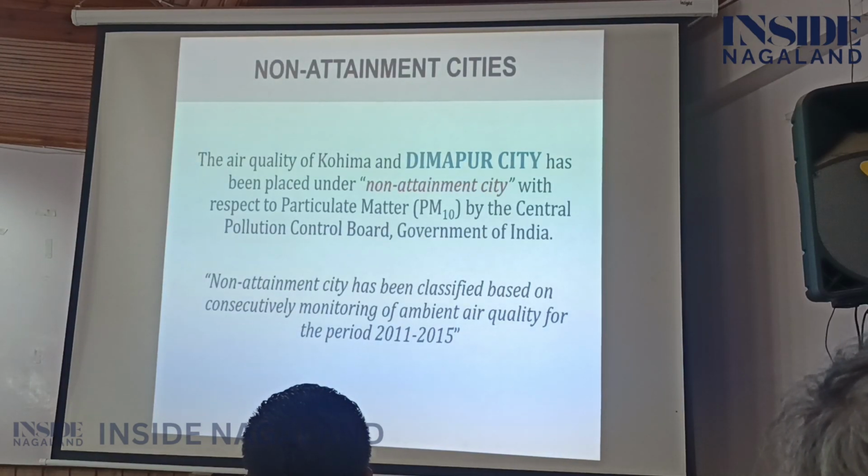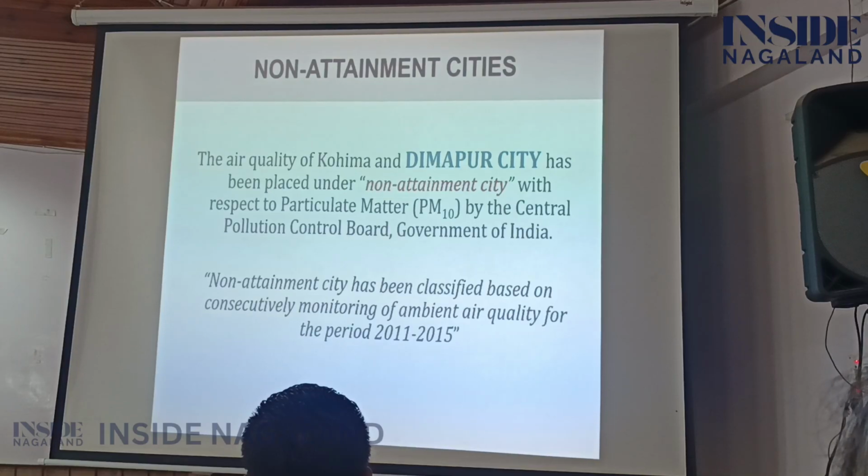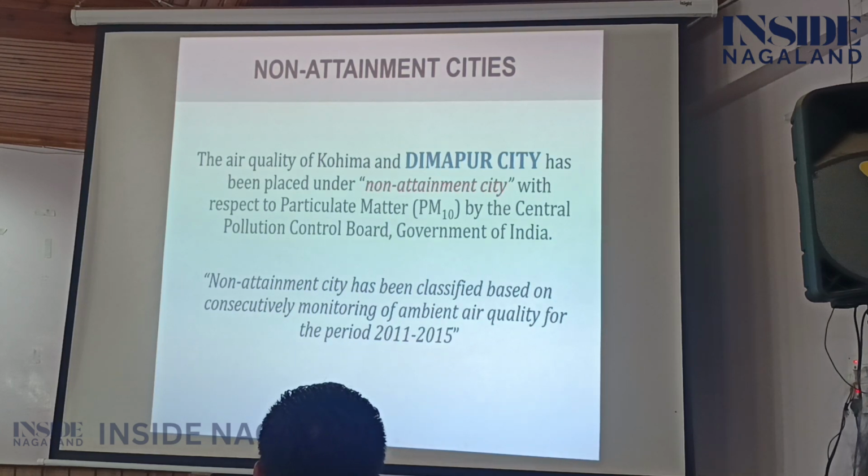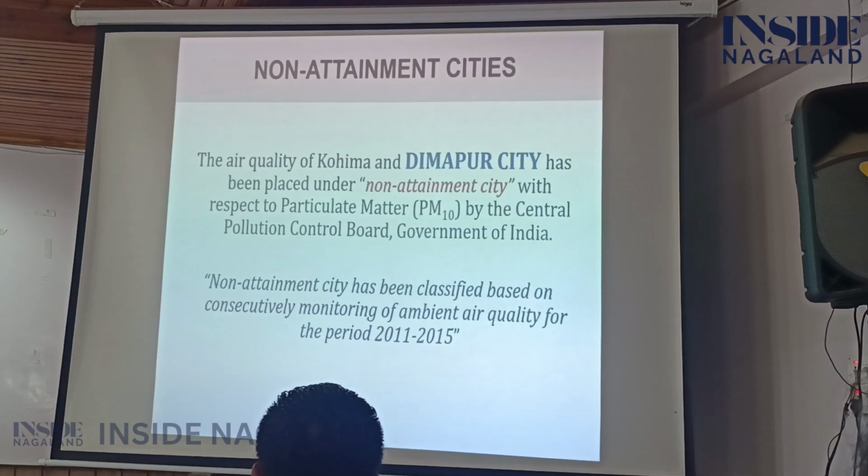As Sir Ripu has already mentioned about the non-attainment cities, this is categorized by the Central Pollution Control Board. We have been submitting the air quality on a monthly basis to the Central Pollution Control Board. The period they took was from 2011 to 2015. The air quality was on an increasing trend, so they categorized both Kohima and Dimapur as non-attainment cities.